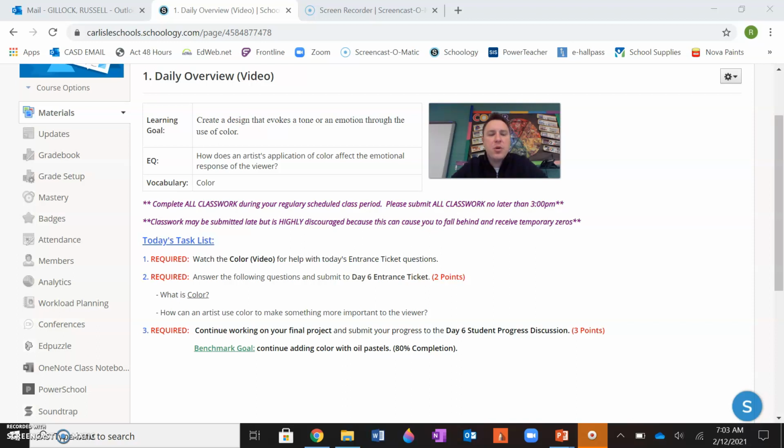Lastly, the benchmark goal. Again, just a reminder, the benchmark goal is just where you should be. If you're not there, it's not the end of the world. But if you're only working during your class times, you should be at the point where you're almost done. You're about 80% done coloring your project at the end of the class today.